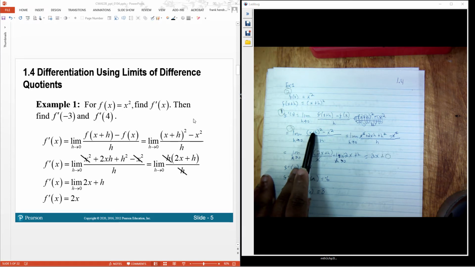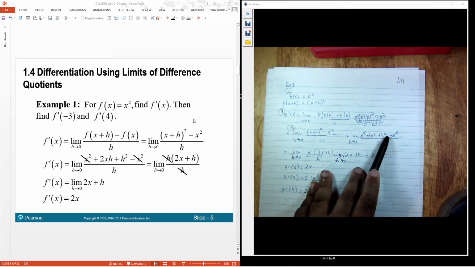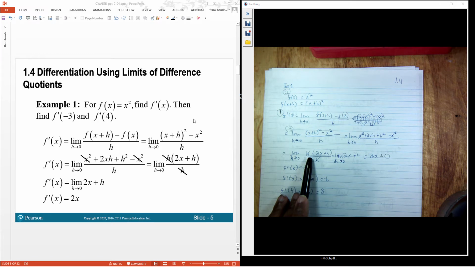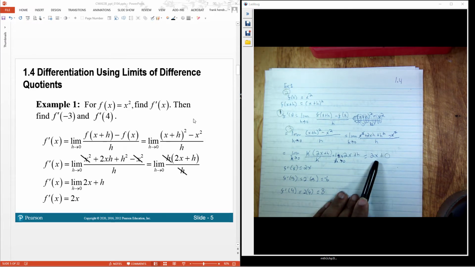I expanded x plus h, and I canceled out x squared and x squared. Then I had a common factor of h, so I factored that out. The h cancels out, so now I have 2x plus h. Then I take the limit as h goes to 0, and I have 2x plus 0. That gives me the derivative of the function.